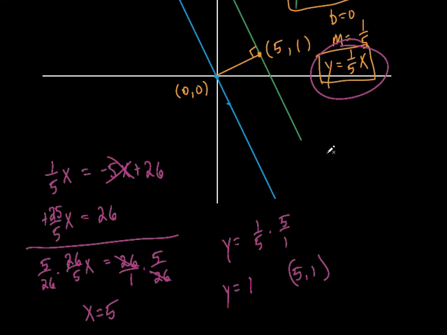And now you just do the distance, and that's pretty easy, right? So let's just do it. 5 minus 0 is 5 squared. 1 minus 0 is 1 squared. That's 25 plus 1 is 26, and it's the square root of 26, and I'm finished.